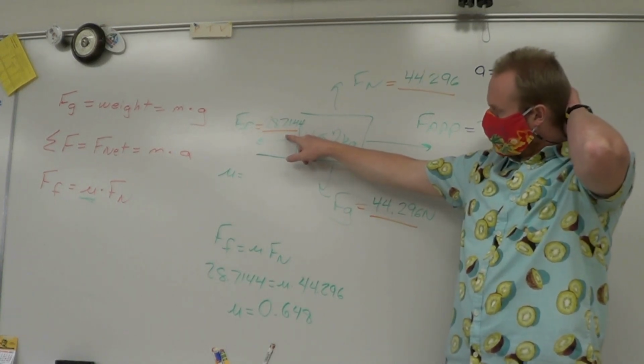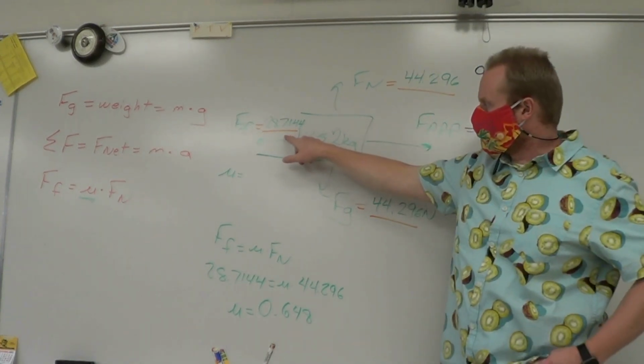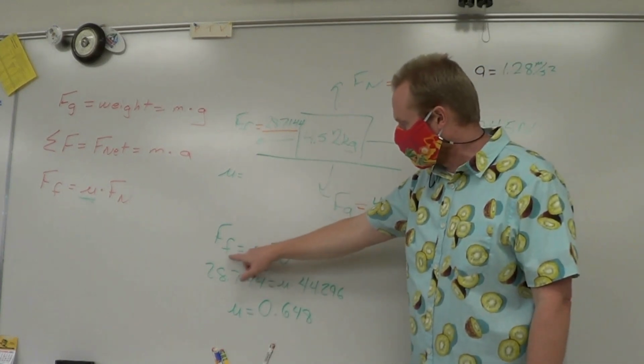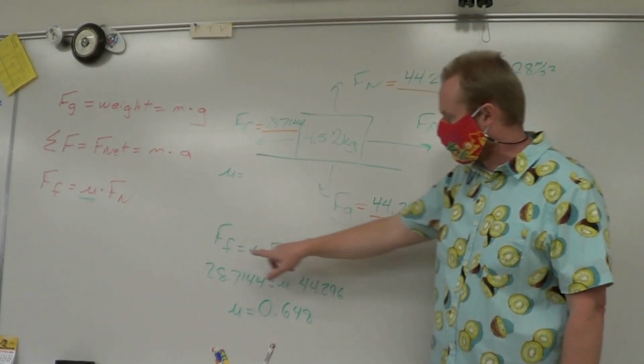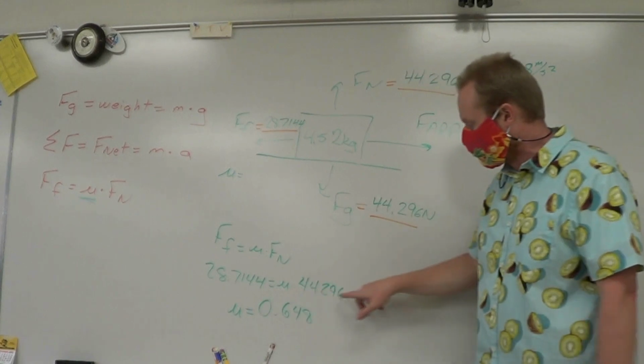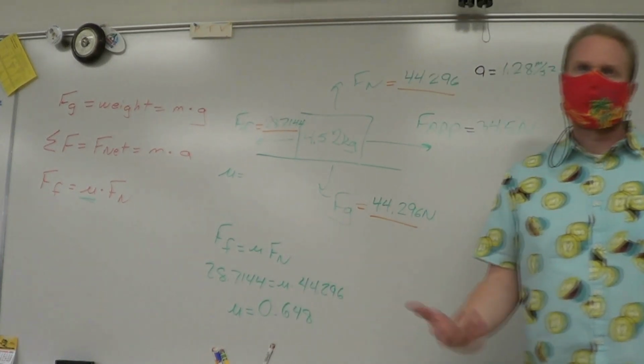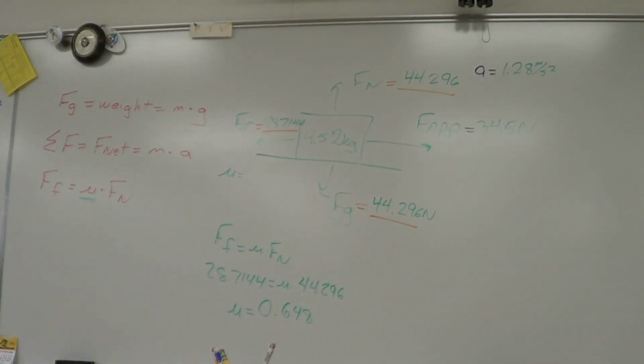Now, if we were to add, well, what's our mu? Well, force of friction is equal to mu times the normal force. If we plug in our force of friction and our normal, we can then solve for mu. Force of friction gets a little tricky, in my opinion, just because we have to find every single force in order to get to those.